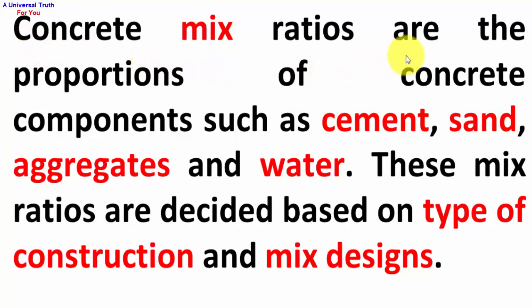Concrete mix ratios are the proportions of concrete components such as cement, sand, aggregates, and water. These mix ratios are decided based on the type of construction and mix designs.